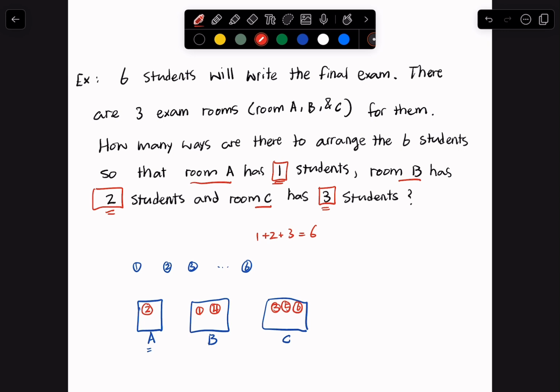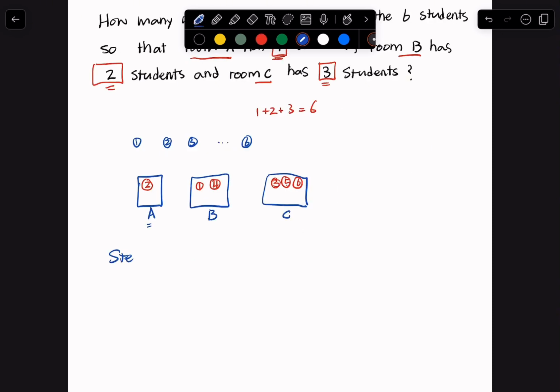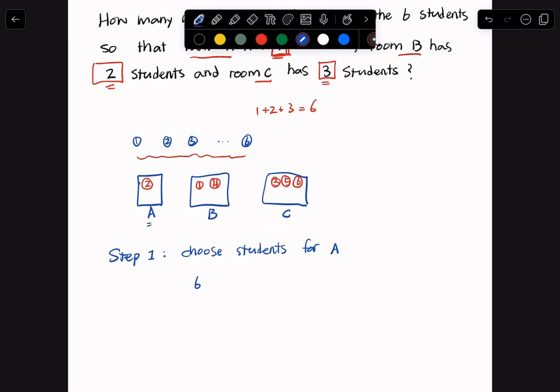From what we just did, we find that the first thing we do is choose a student for the first classroom, then choose for B, and finally for C. And that could be the steps for me to apply the multiplication principle. So my step 1 here, I will just choose 1 student for room A. Of course, I have 6 people, so I'll just have 6 ways.